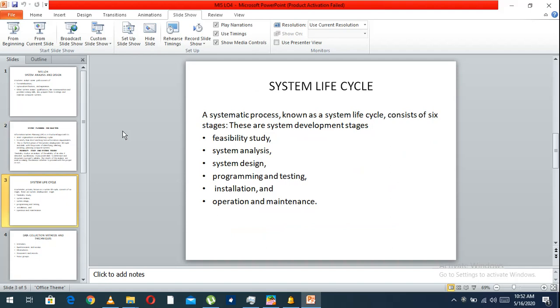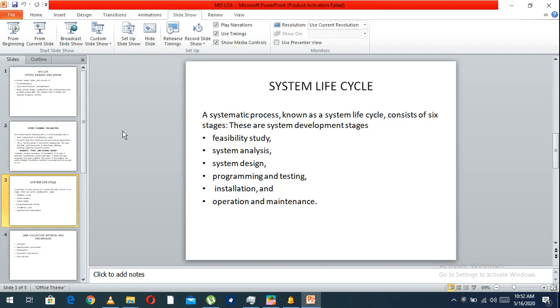Our next subheading is system life cycle. This is a systematic process which consists of 6 stages. When we are talking about system life cycle, we are talking about the system development stages. The first one is feasibility study. The feasibility study, as I have mentioned already, we are actually looking at whether it is worthwhile undertaking such a project.